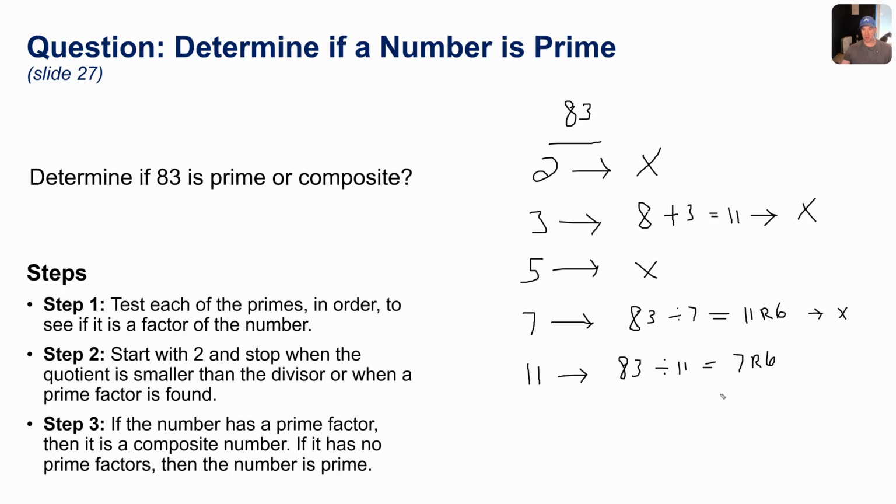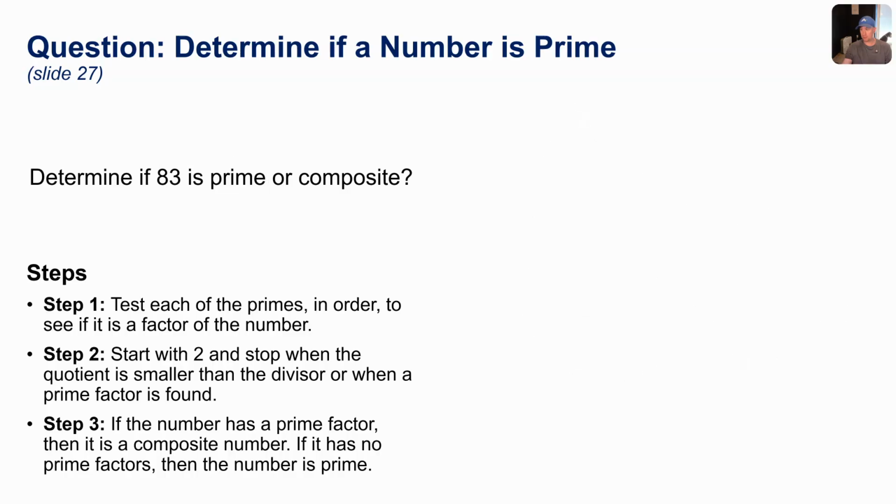Now I want to stop here. Notice how the next prime number I did was 83 divided by 11, and my answer is 7 remainder 6. So 7 is smaller than 11. So the quotient, meaning the answer, is now smaller than the number we divided by. It's called the divisor. So since the quotient, the answer, is smaller than the divisor, we can now stop checking for prime numbers, and we can determine and state, okay, 83 is in fact a prime number. Okay, so those are the differences between prime and composite numbers here.